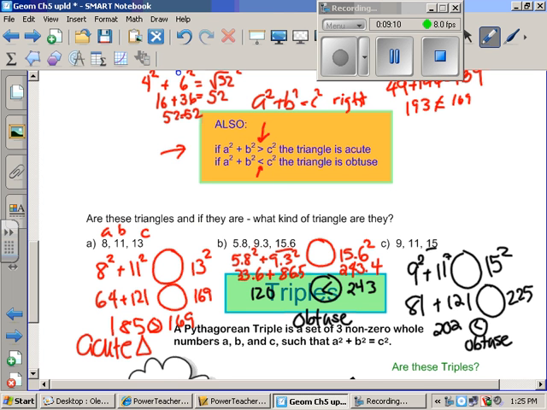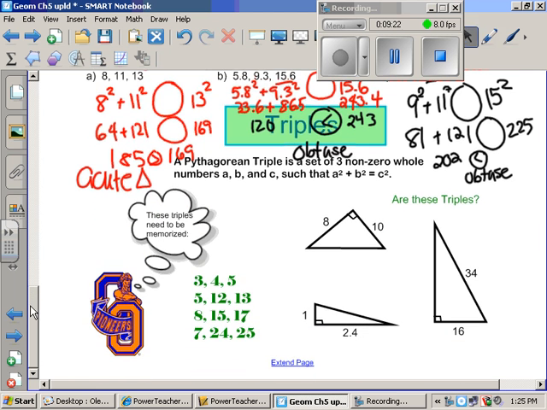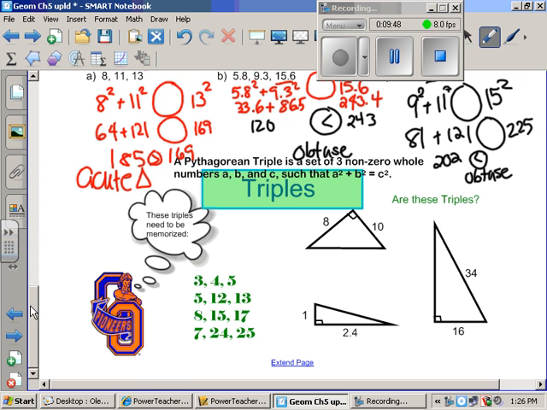So equal to, it's a right triangle, greater than, it's an acute triangle, and less than, it's an obtuse triangle. And then we have what we call Pythagorean triples. It's right here, but I don't know if you can read it. These triples are a set of 3 non-zero whole numbers. So they're positive, not a fraction or decimal, and they work together so that a squared plus b squared equals c squared. And I would memorize these 4.